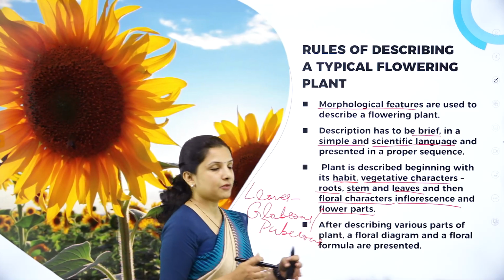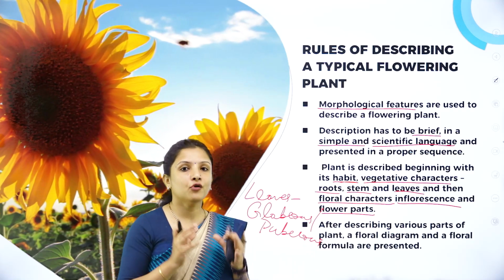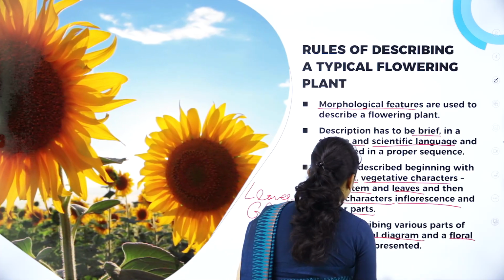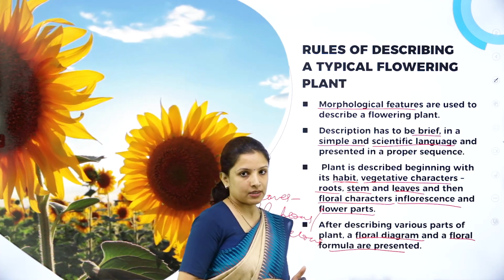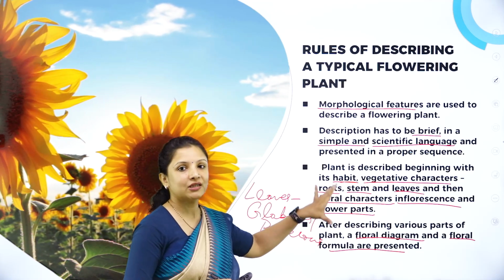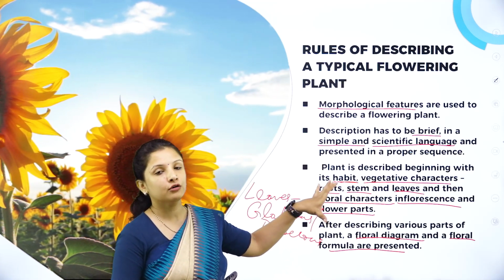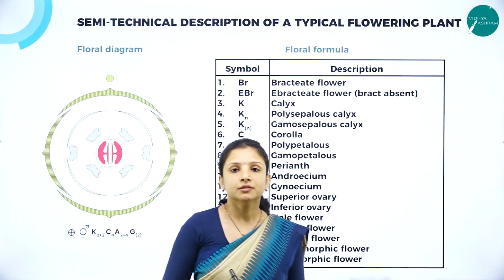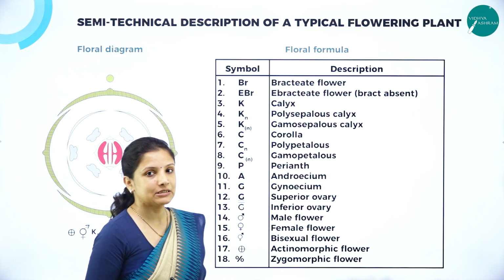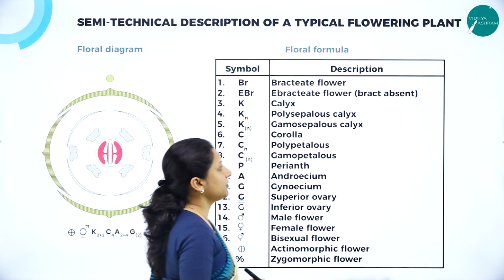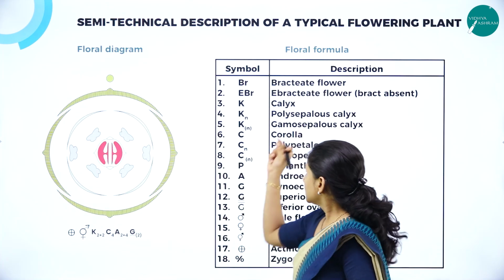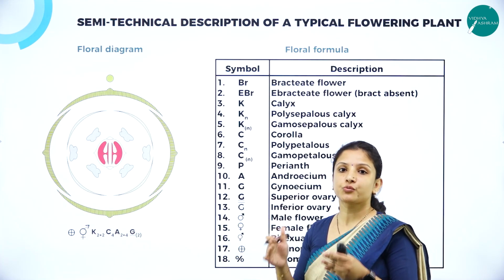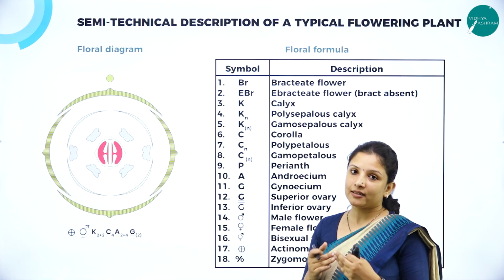And after describing the parts of the plant, a floral diagram has to be drawn and the floral formula also should be written. So these are the rules that any taxonomist should follow while describing a flowering plant. So now we know the rules. So now let's study the semi-technical description of a typical flowering plant. There are some symbols and some descriptions for each symbol which we need to use while writing the floral formula.